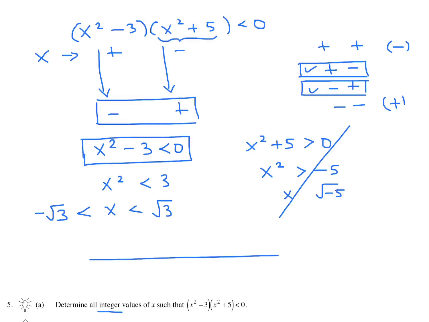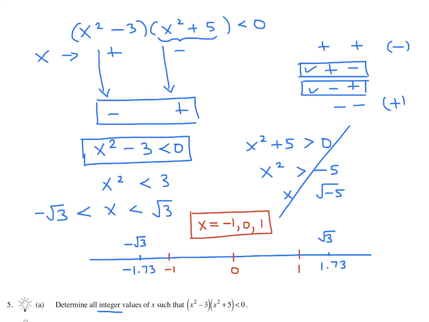So if you have a number line and you've got negative root 3 here and positive root 3 here, and root 3 is approximately 1.73 and negative root 3 is obviously negative 1.73. What are the integers in between those boundaries? Well, negative 1, 1, and I think that's it, and 0. Just 3 integers. So x can be either negative 1, 0, or 1. So that satisfies our question.